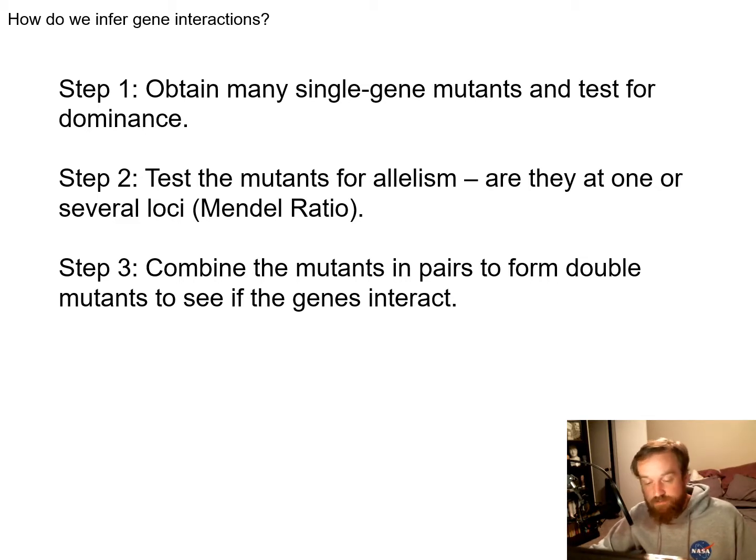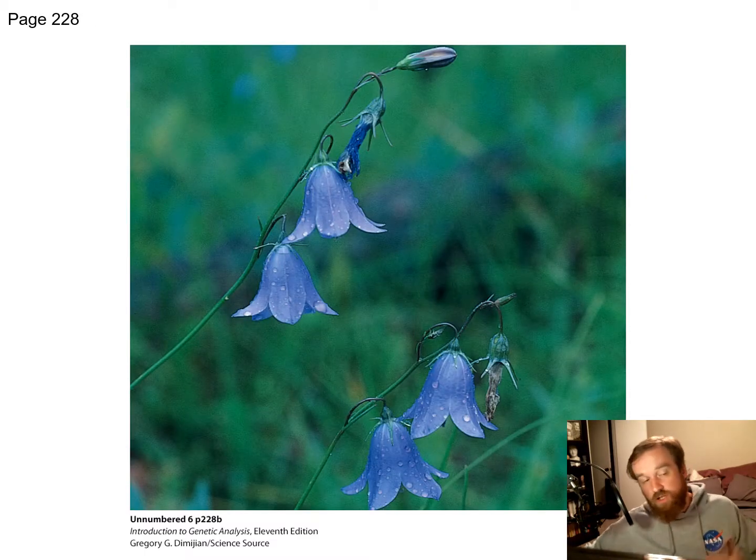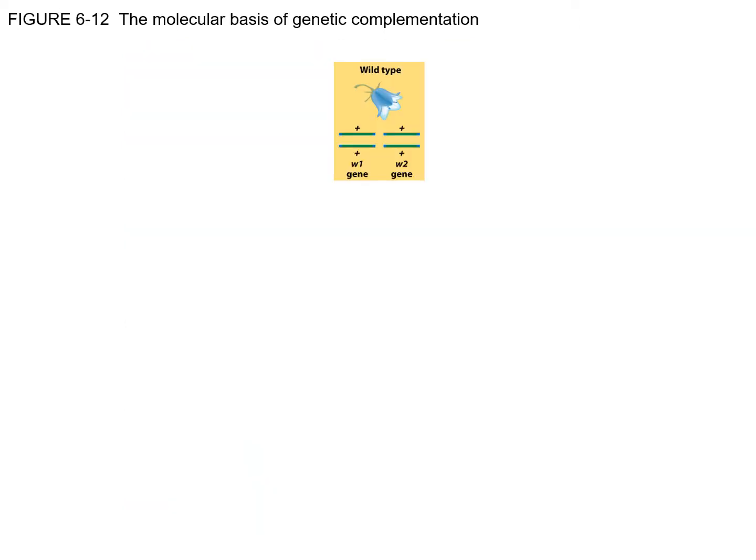and see if these genes interact. So we're going to look at an example of testing for gene interaction using the blue flowers of the harebell plant. We start with this blue flower where we have two different genes, W1 and W2. In this case, the plus means that we have the wild type for both gene W1 and gene W2.